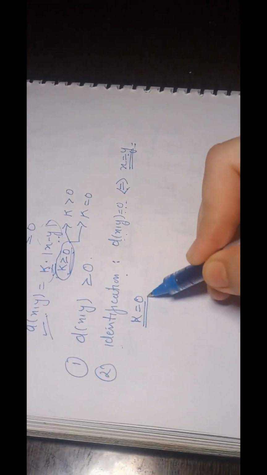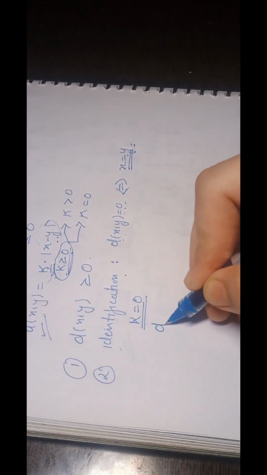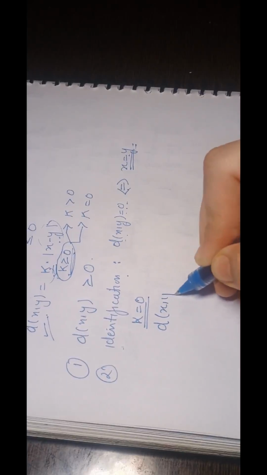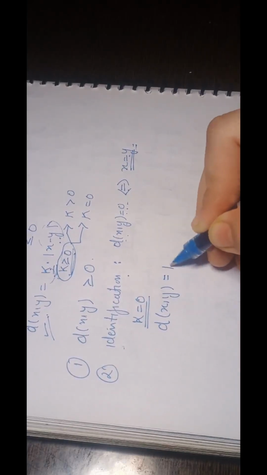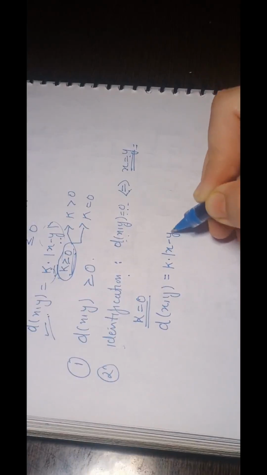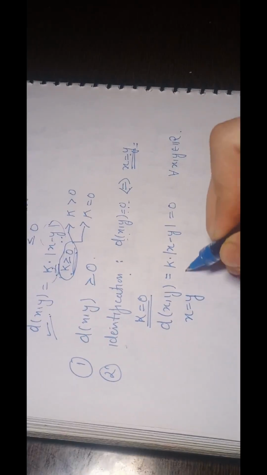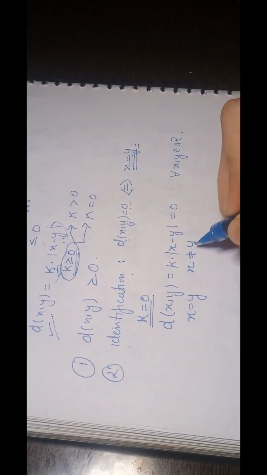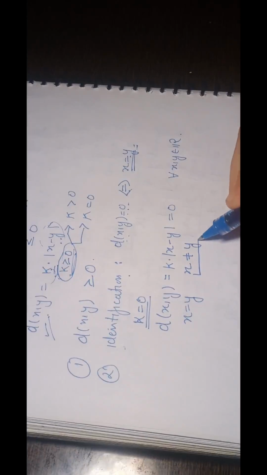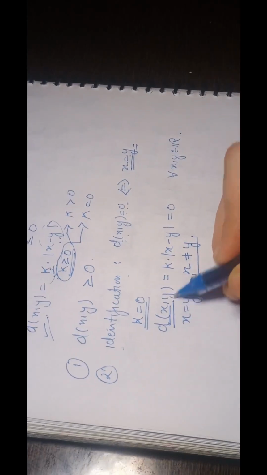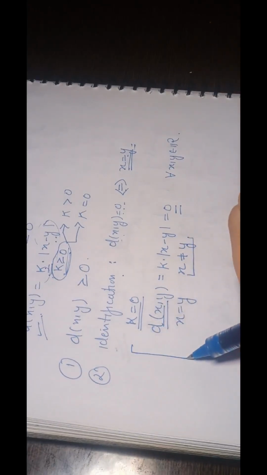If k is 0, then for any two real numbers, d of xy, k times mod of x minus y, will turn out to be 0. This will be for every x and y belonging to R. It does not matter if x and y are equal or if x is not equal to y. For x not equal to y also, d of xy will turn out to be 0. So in this case, the identification property will not hold true.